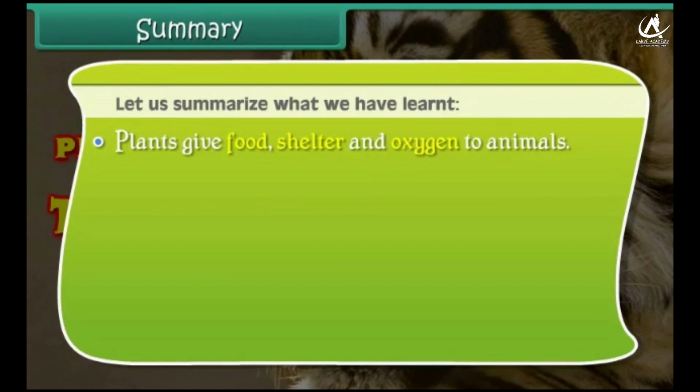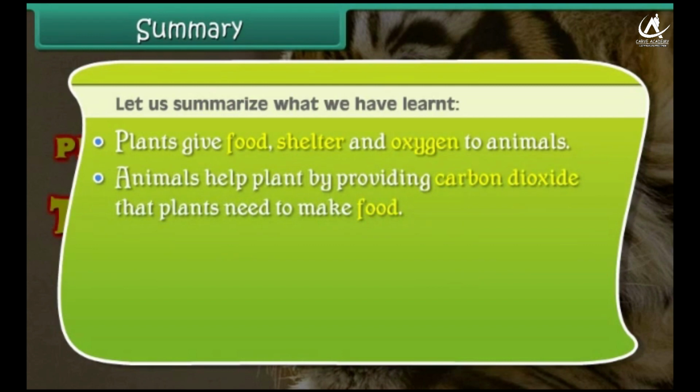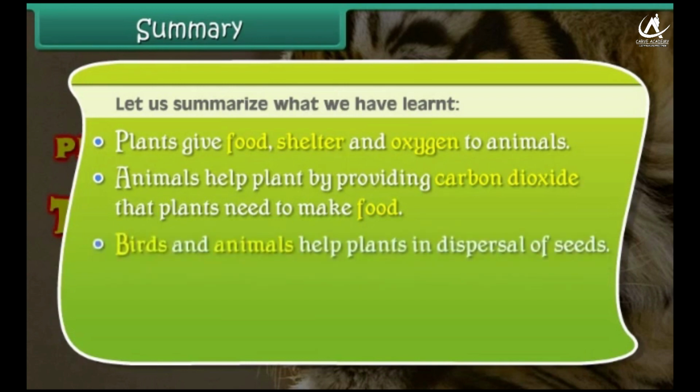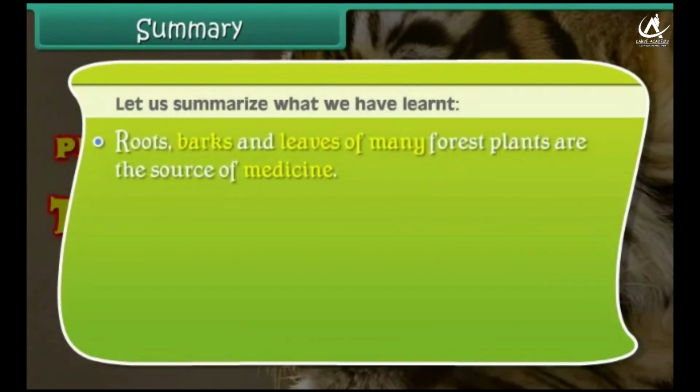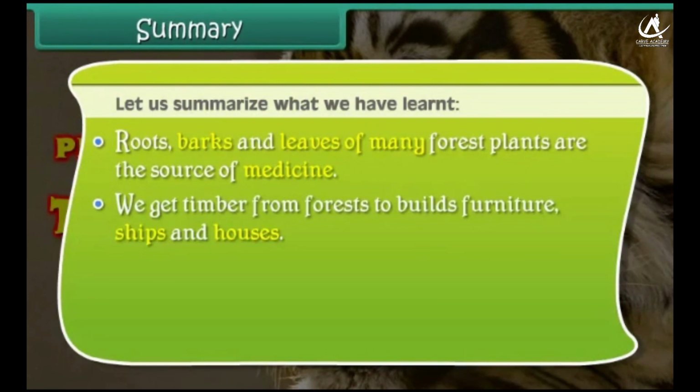Plants give food, shelter, and oxygen to animals. Animals help plants by providing carbon dioxide that plants need to make food. Birds and animals help plants in dispersal of seeds. Tribals earn their livelihood from forest products like gums, vegetable plants, medicinal plants, and honey. Roots, barks, and leaves of many forest plants are the source of medicine. We get timber from forests to build furniture, ships, and houses.